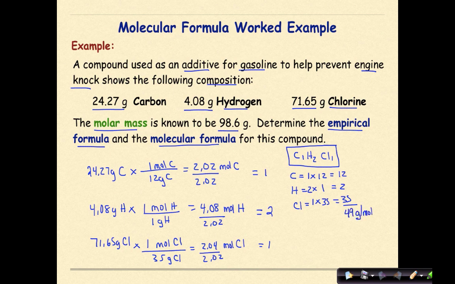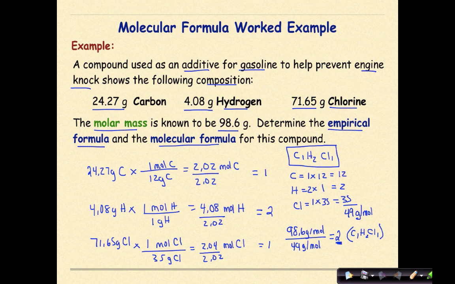The next step is to say, hey, they gave us a molar mass here, and that molar mass is 98.6 grams per 1 mole. Now I'm going to take that and divide that by 49 grams per mole, which is my empirical formula mass. And when I do that, the answer will be 2. So what does that mean? That means we need to take our empirical formula, C1H2Cl1, and multiply all of those subscripts by the 2 right here.